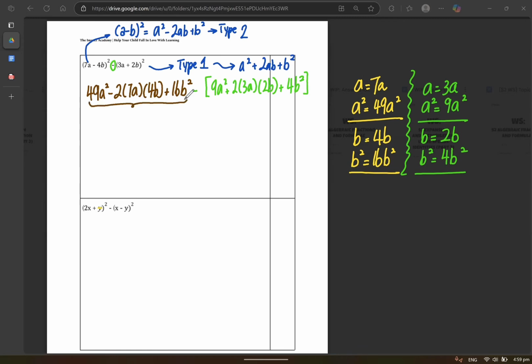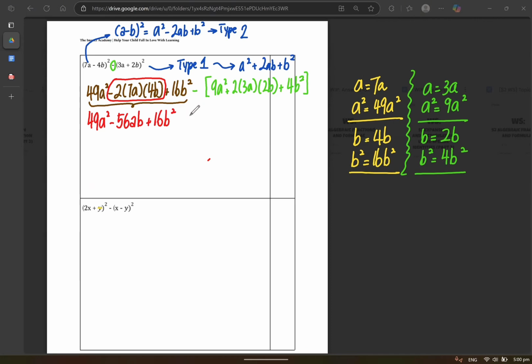Of course, you all can obviously see that the part that can be solved is this part that I've just circled, right? So 49a squared, 7 times 4 is 28, then I times negative 2, so you get negative 56. Don't forget the a and the b. Plus 16b squared. Can you understand?